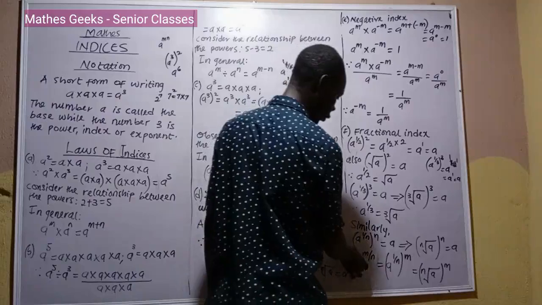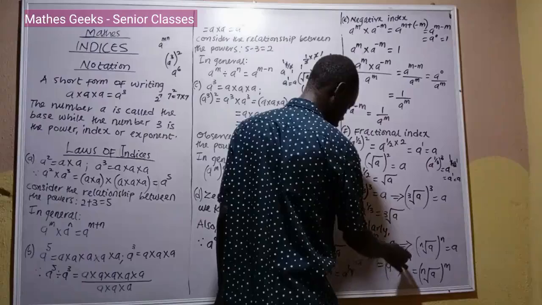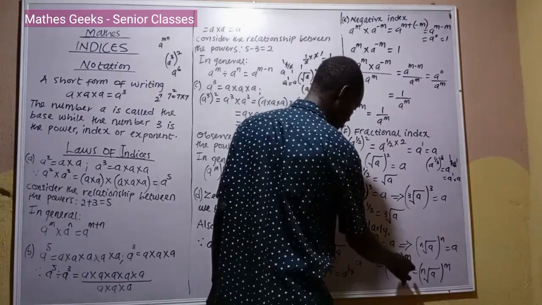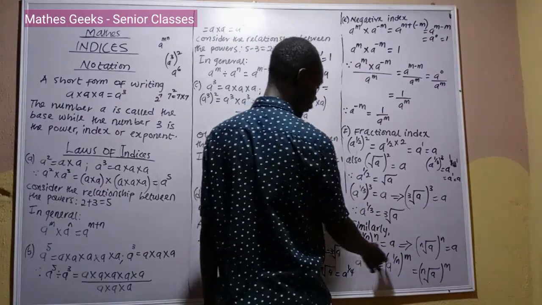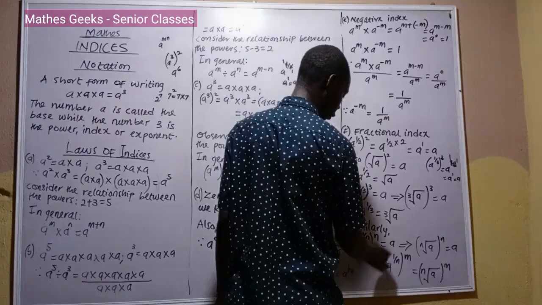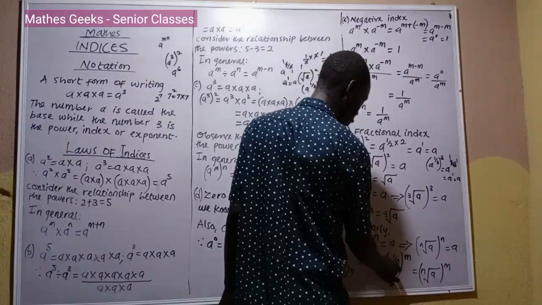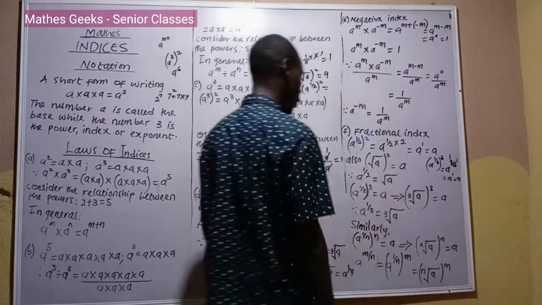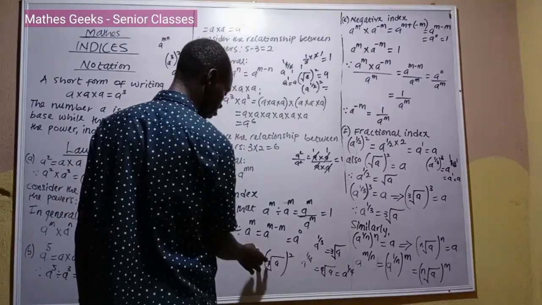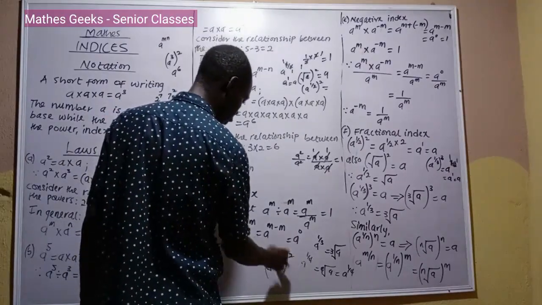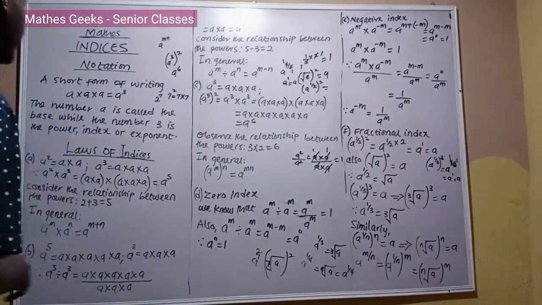Then if it is A raised to m over n, that will give us A raised to 1 over n multiplied by m. Why? Because this m multiplied by 1 gives us m over n here. So if you split it, you're going to have A raised to 1 over n times power m, and that will give us the nth root of A multiplied by m. That's what I did here, A raised to 2 over 7. That will give us the 7th root of A multiplied by 2. So these are the laws of indices.